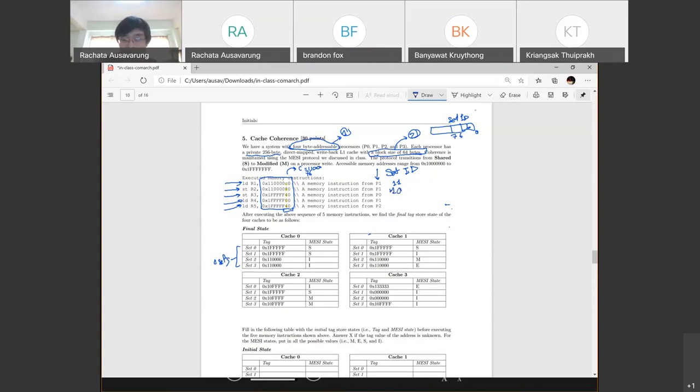How about the next one? 00, and the next one is 01. So this is going to set 3, set 2, set 1, set 0, and set 1. With me so far? Basically, the first request is going to set 3, the second request goes to set 2, the third request goes to set 1, the fourth request goes to set 0, and the last request goes to set 1. Are you with me so far?